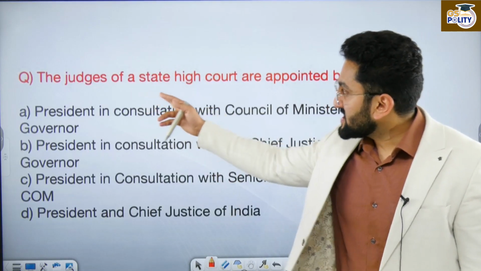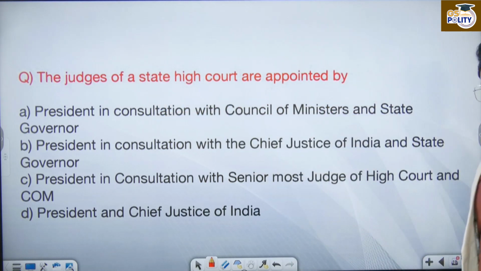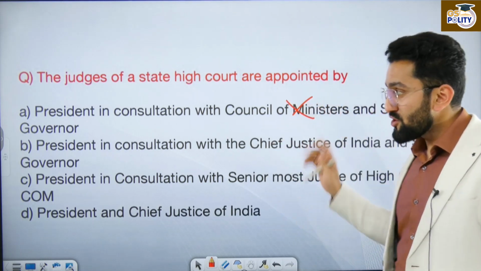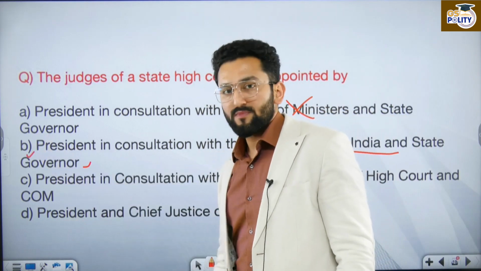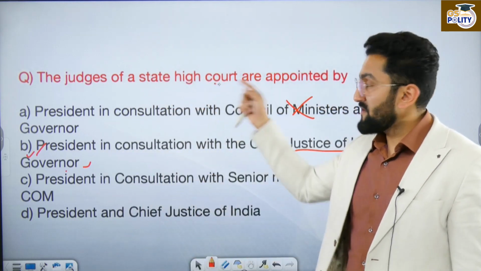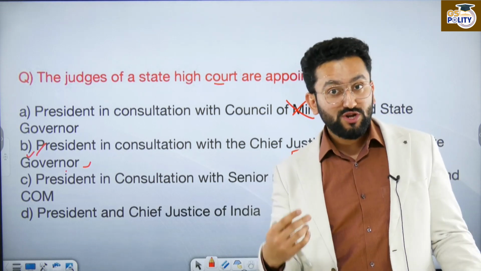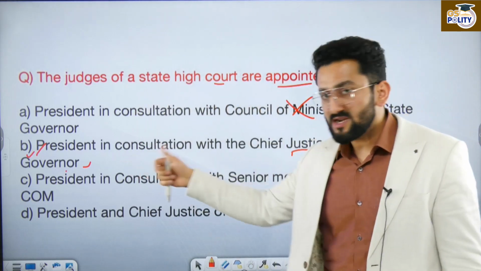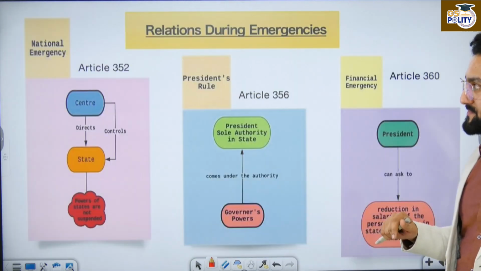Now, attempt this question. The judges of a state high court are appointed by, attempt, come on. President in consultation with Council of Ministers and State Governor. One option is wrong, outright wrong. President in consultation with Chief Justice of India and State Governor. This is correct. Although you should know that the recommendation of the name, of who is going to be the judge of a high court, is done by the collegium. We are going to discuss the collegium when we enter the judiciary chapter. But the word here is appointment. Appointment is done by the President in consultation with the Chief Justice of India and State Governor. Okay. I hope it is clear now.